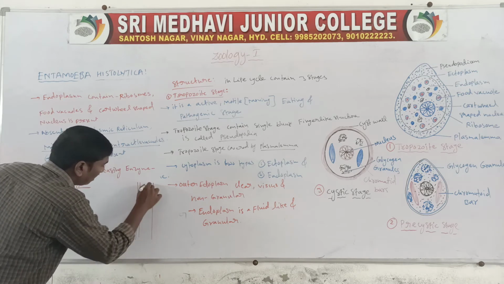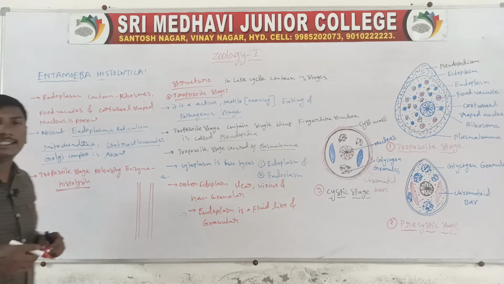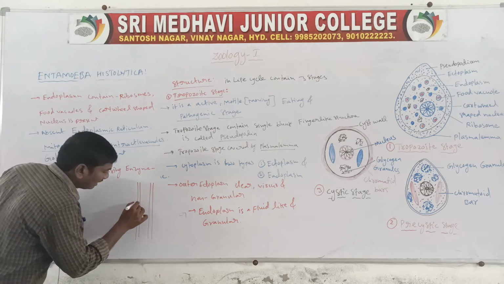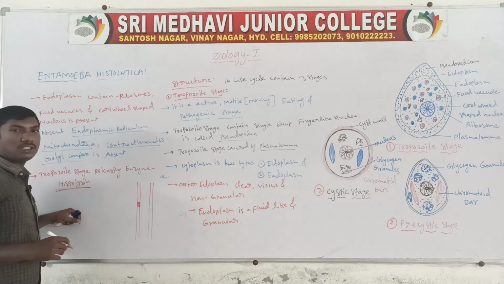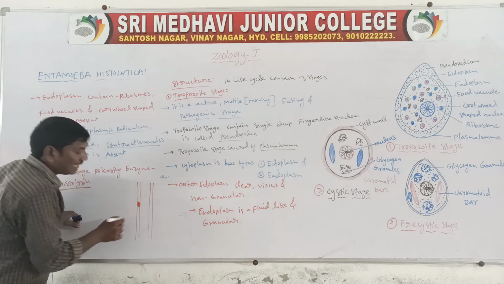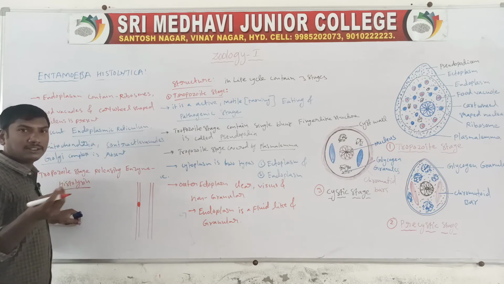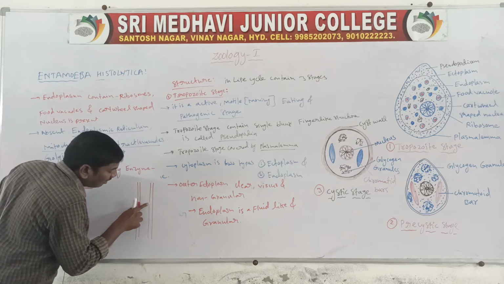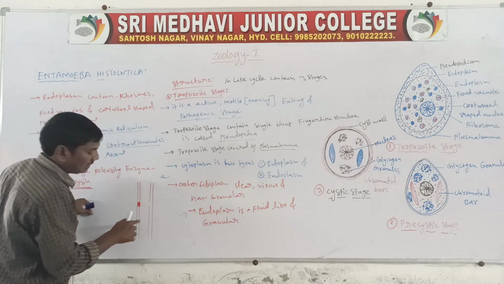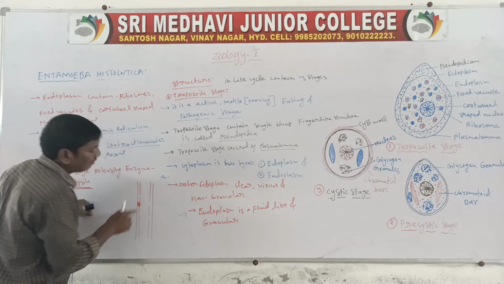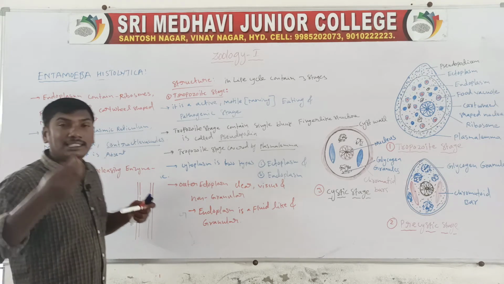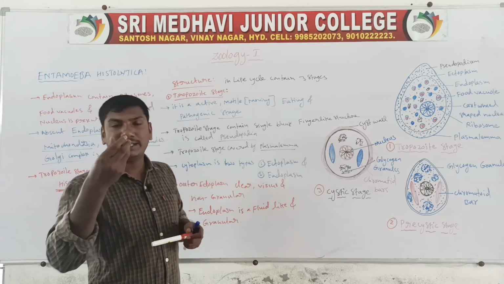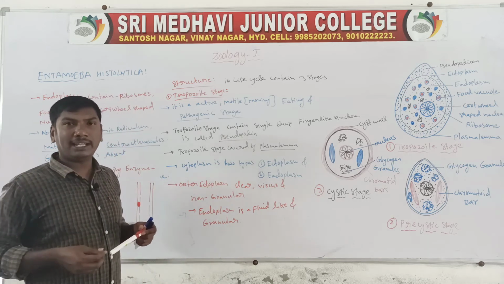the large intestine, which contains walls: mucosa, submucosa, muscularis. The trophozoid stage releases the enzyme histolysin, and this enzyme dissolves the wall of the large intestine. So the wall of the intestine is damaged.